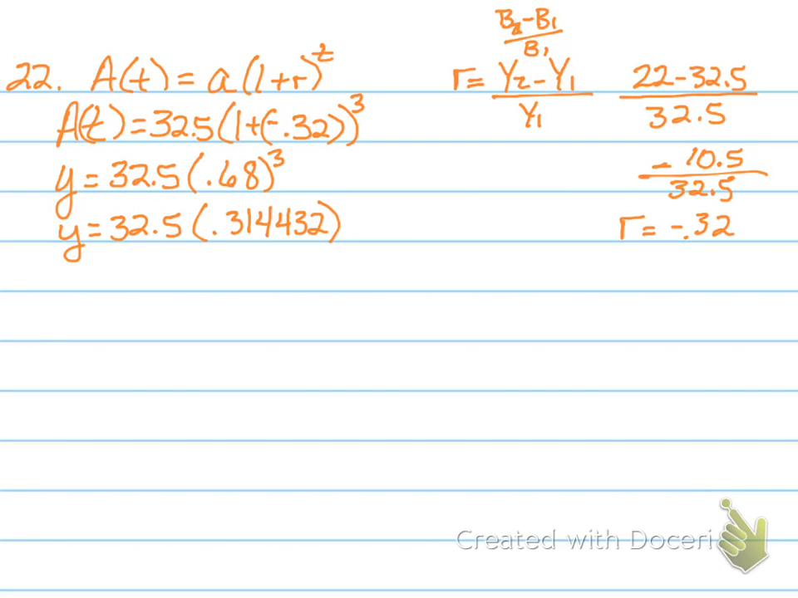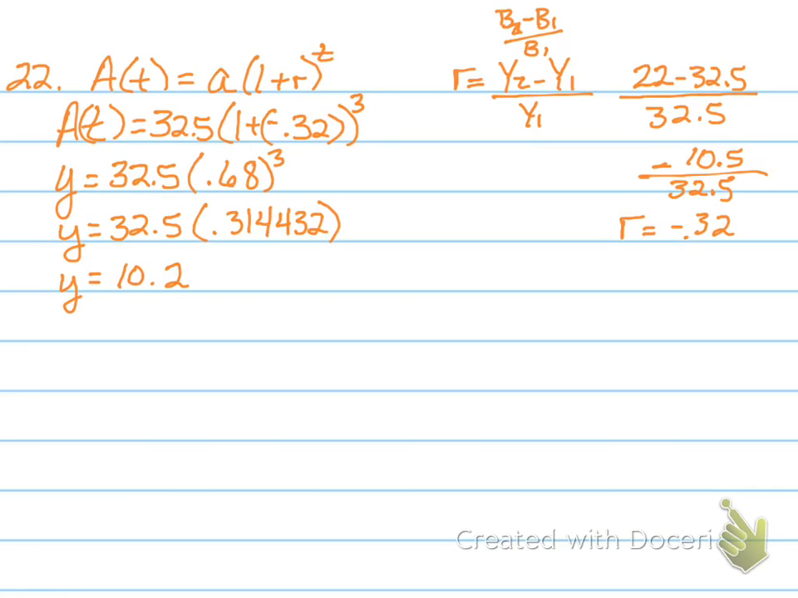Okay. Oops. And I multiplied that by 32.5. And I get 10.2 inches on the fourth bounce.